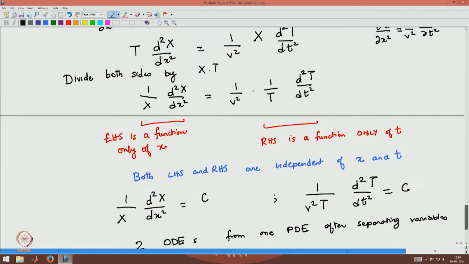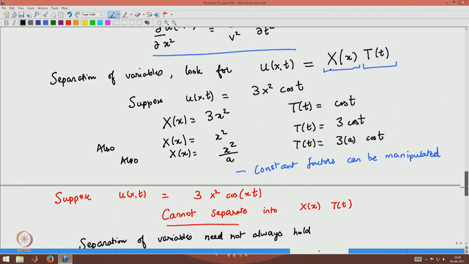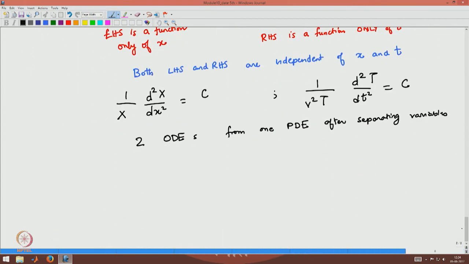Now this is a general strategy. This strategy of separation of variables is something that you will use for various differential equations, and in all the problems, at least in this course, we will always assume separability.